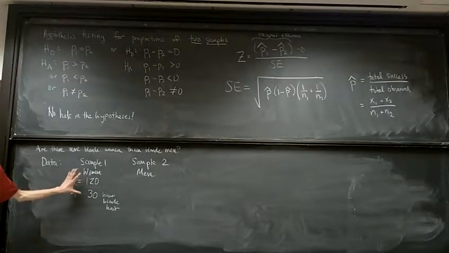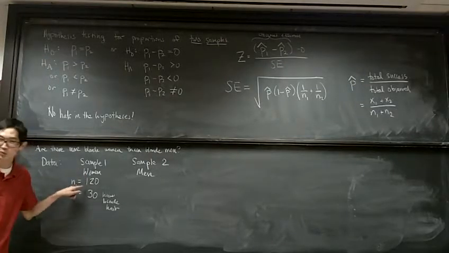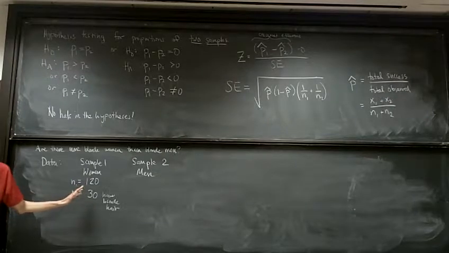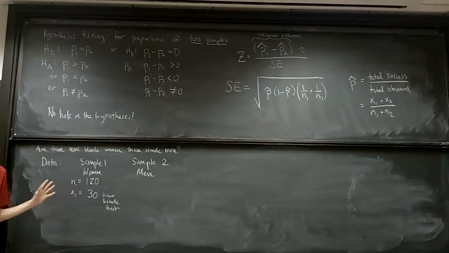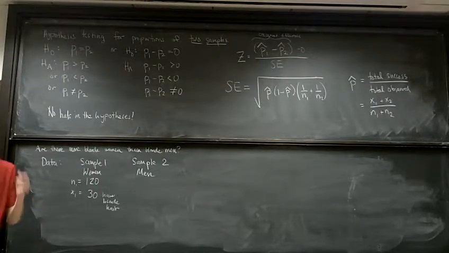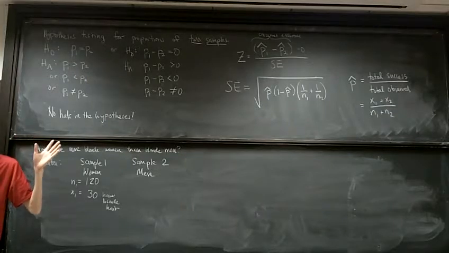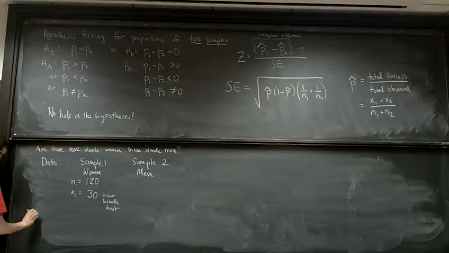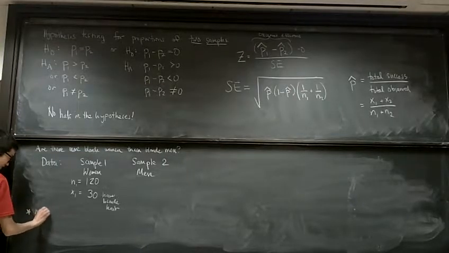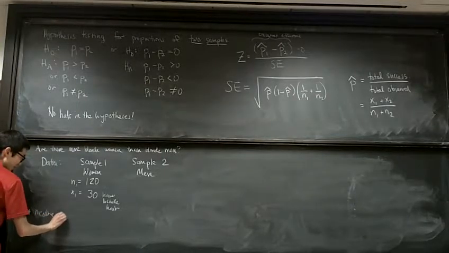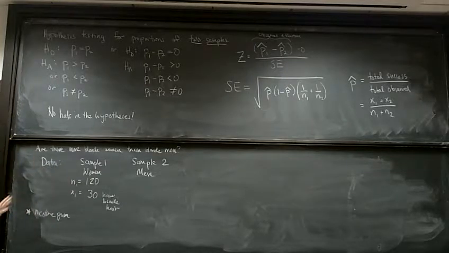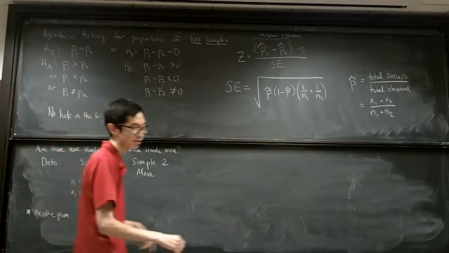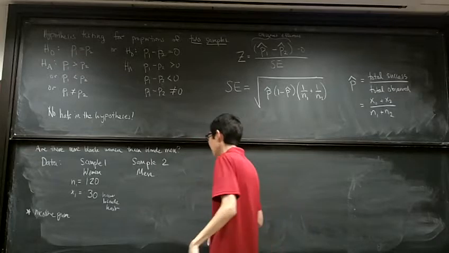Now, when you read a problem, it's not going to say n1 equals 120 and x1 equals this. It's going to be written in a paragraph, and you've got to figure this out. You're going to have a problem on quitting smoking with nicotine gum. The nicotine gum problem is a 2-sample proportion problem, so when you get to that, figure this out.